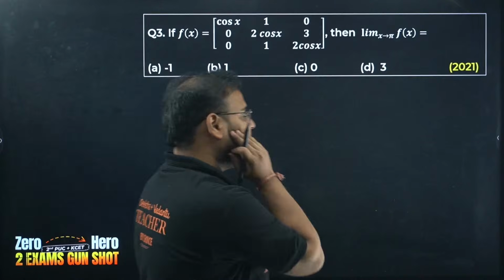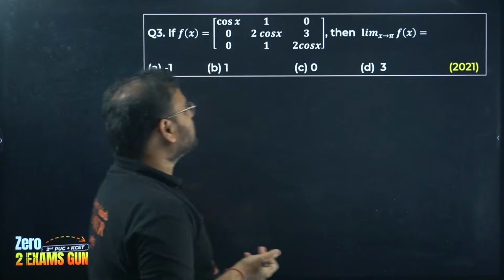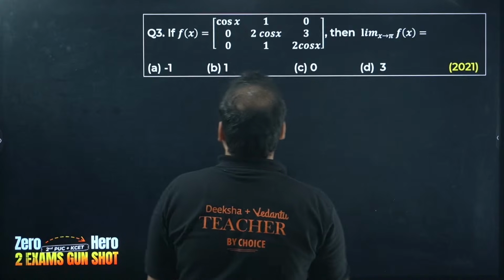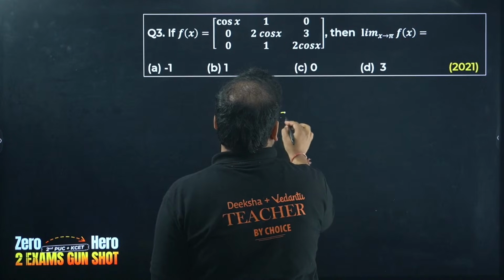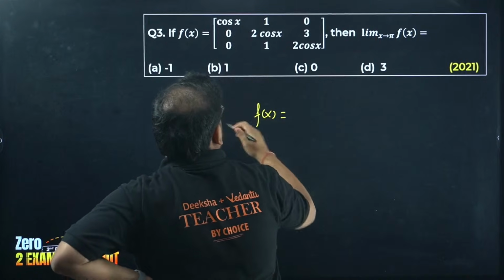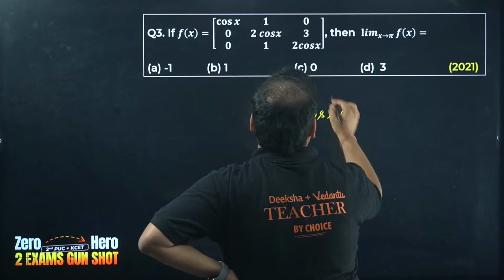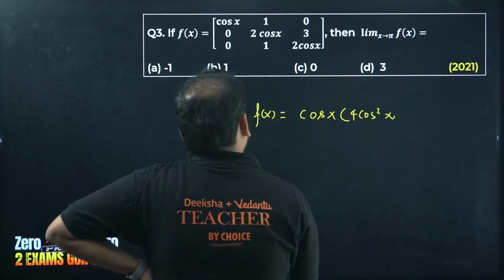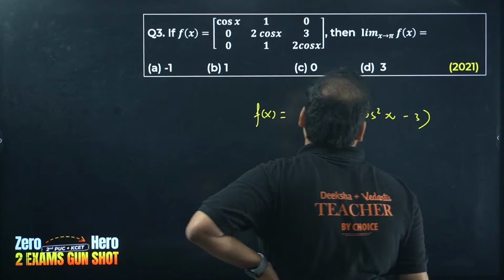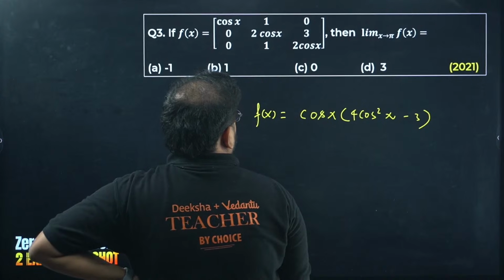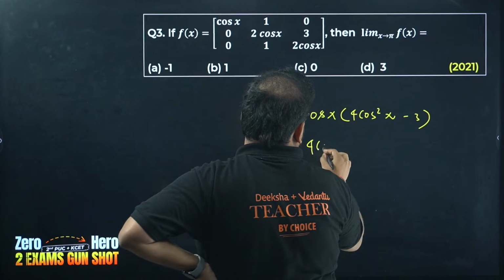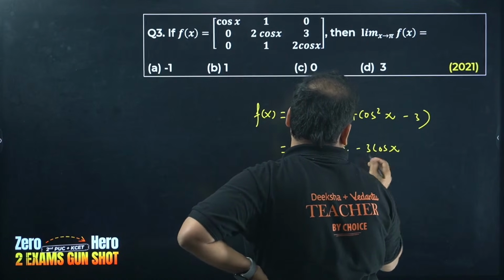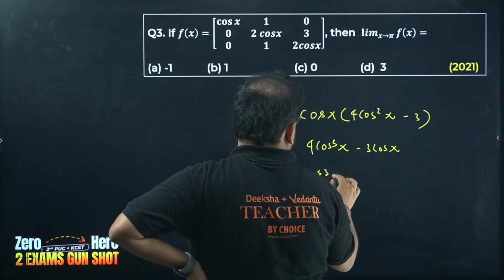Question 3. We have to find the limiting value for the given function, which is written in the expression of a determinant. How do you solve it? Very simple. F of x will be given by what? Take cos x common from the first one only. So cos x times, you get 4 cos square x minus 3. Right? And if you check, it becomes 4 cos cube x minus 3 cos x. That's the formula of cos 3x, isn't it?